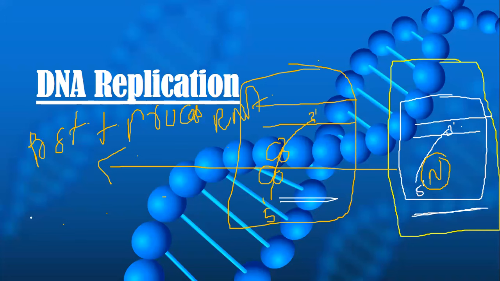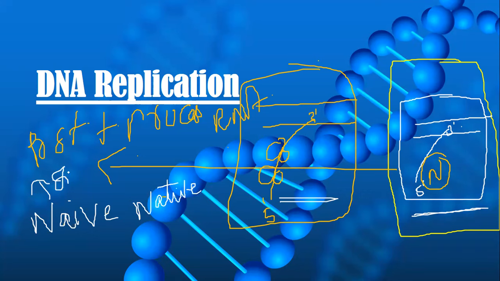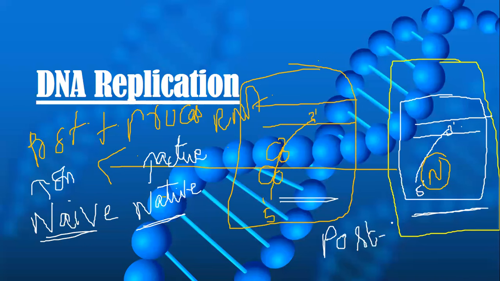All the students listen. Most people get confused between naive protein and native protein. All the students remember: naive means inactive protein. Native means biologically active protein. Once again, you have to understand, in order to convert the naive protein into native protein, what kind of modifications do we have to do? We have to do post-translational modifications. Why did I use the word post-translational? Because they happen after the translation.